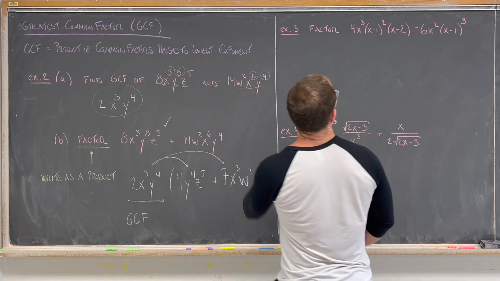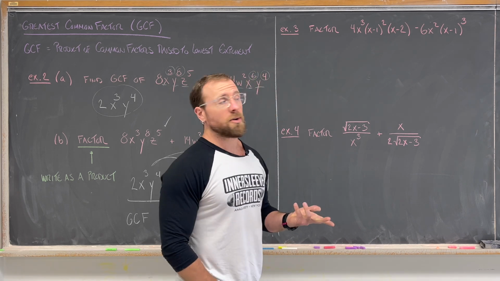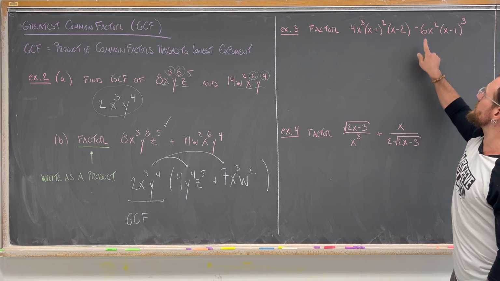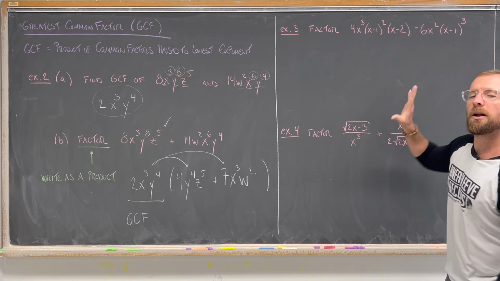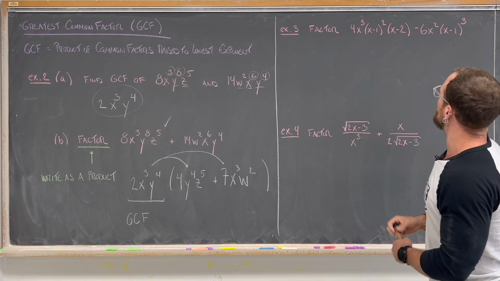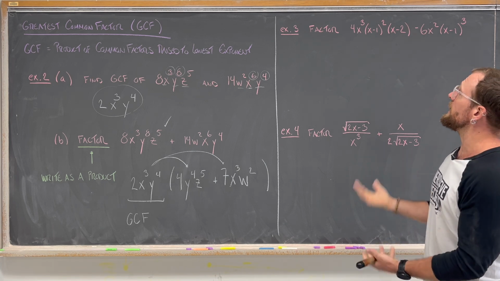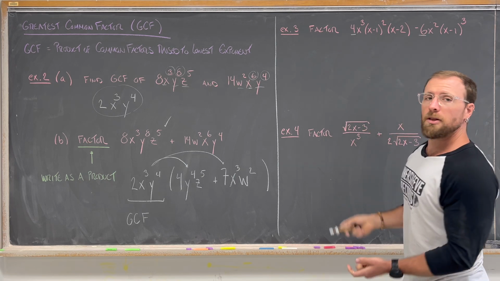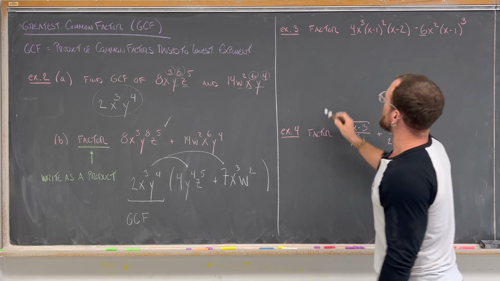Okay? Let's look at this example over here. I want to do the same sort of thing. I want to factor this difference. This is not a product. This is a difference. It's something minus something, but I want to write it as a product. Well, I'm going to look for that common factor, that greatest common factor. And when it comes to the coefficients of 4 and 6, those are both multiples of 2. So I can pull out a 2.